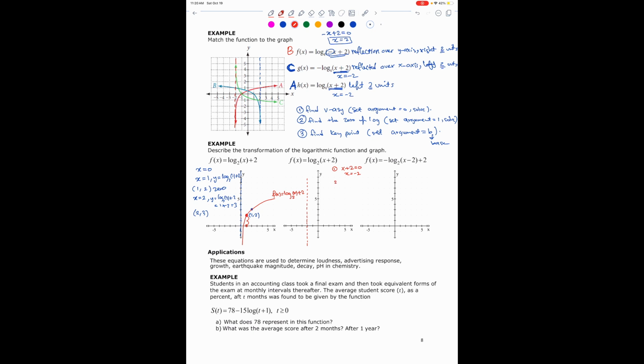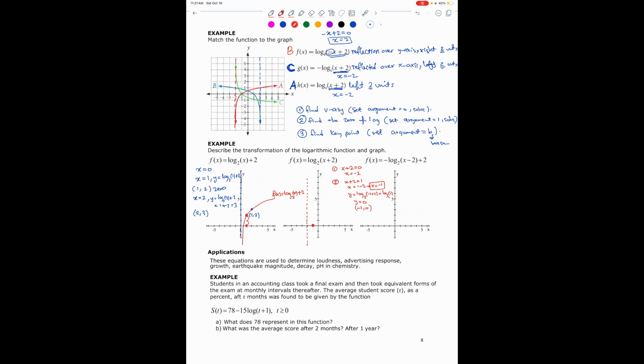Then we're going to find a new 0 by making the argument equal to 1. So we're going to say x plus 2 equals 1. That will lead to x equals 1 minus 2. So x equals -1. When x is equal to -1, then the y value is equal to log base 2 of -1 plus 2, which is log 1, which is 0. -1 and 0, that is the new 0.